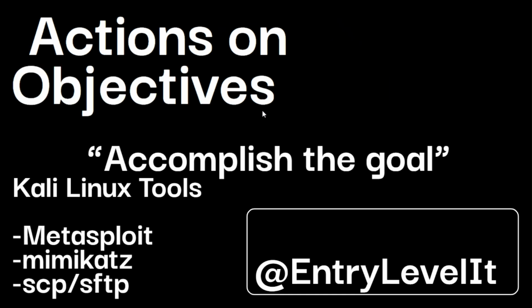Let's go to the last one, actions on objectives. Okay, you made it this far, you have to have some type of action, right? And it's kind of funny that they didn't put this at the beginning, but nonetheless, actions on objectives is accomplishing the goal. So you want to accomplish the goal. Most of the time, guys, 98% of the time, it's going to come down to data exfiltration. Okay, you're going to want to see, hey, what's their secret recipe? Hey, what are their numbers looking like?